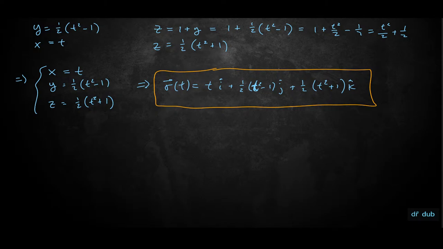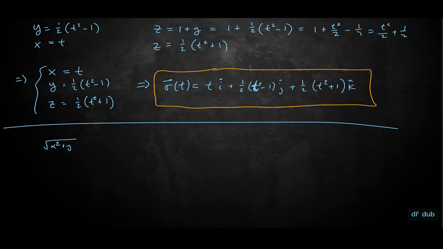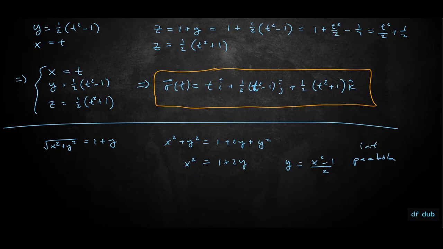So if we go back to this, this is pretty much the end, but if we go back to square root of x squared plus y squared equals 1 plus y, we get x squared plus y squared equals 1 plus 2y plus y squared. We get x squared equals 1 plus 2y. So y equals (x squared minus 1) over 2 is a parabola. So it's an infinite parabola. So x is actually anything, which means t is anything. So negative infinity less than t less than infinity. So this vector function, or this curve of intersection, is an infinite parabola.